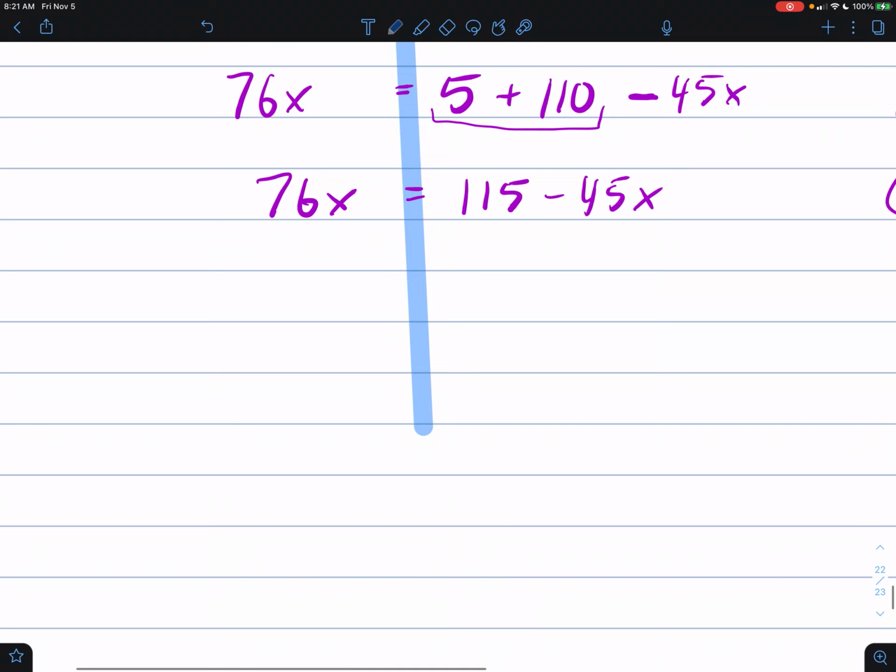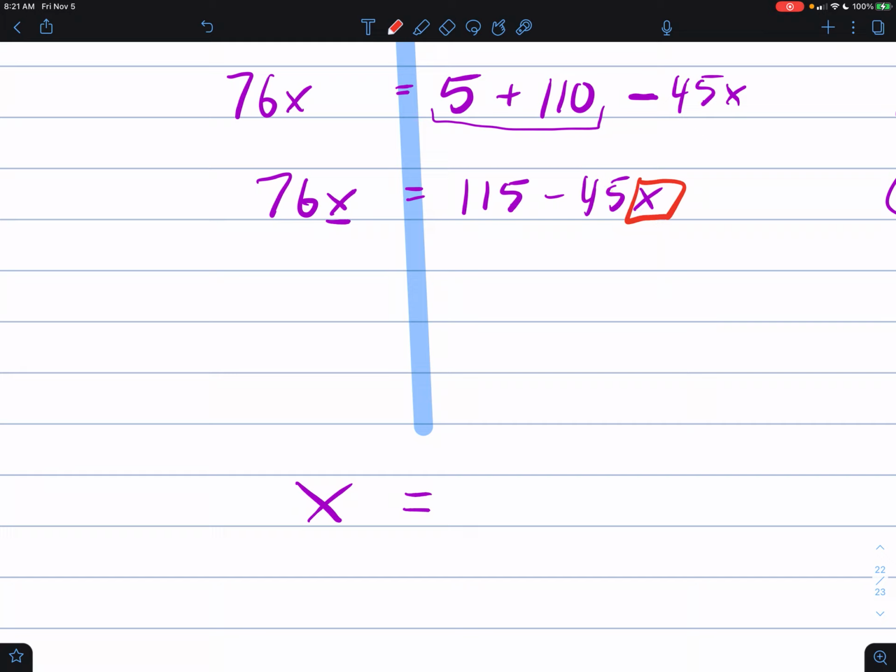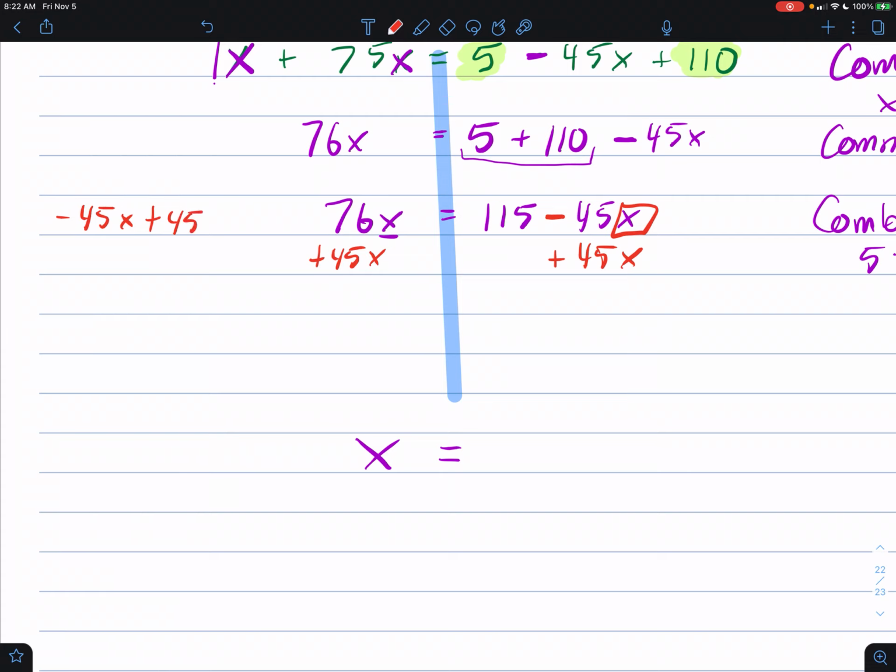And again, I always like to start by thinking about where's my variable. I want 1x. Right now I see an x on the left and an x on the right side. So thinking ahead, if I get rid of this minus 45, that'll cancel it out and only leave me an x on the left side. I want it to go away completely. So I'm going to use the addition property plus 45x because negative 45x plus 45x gives me 0. That's why this cancels out.